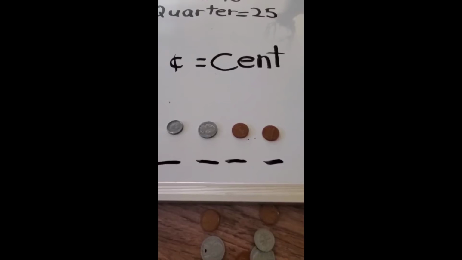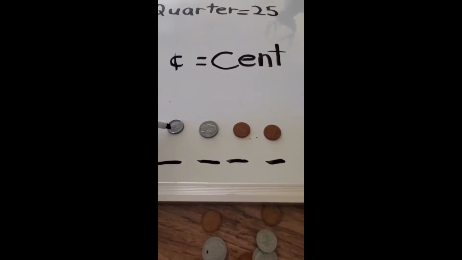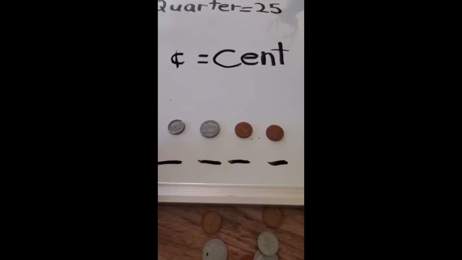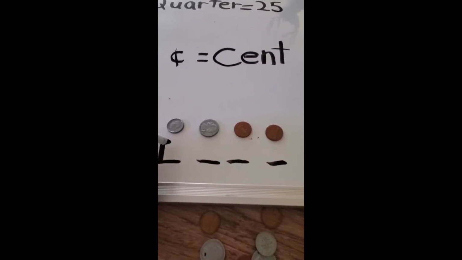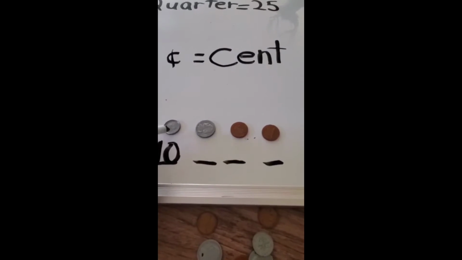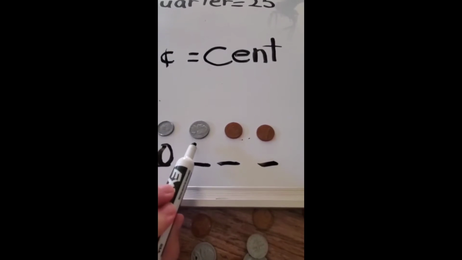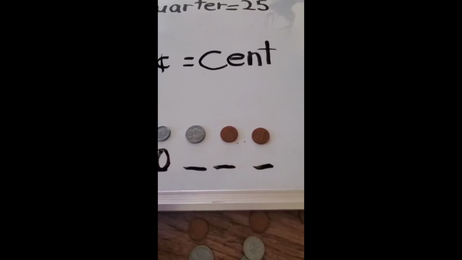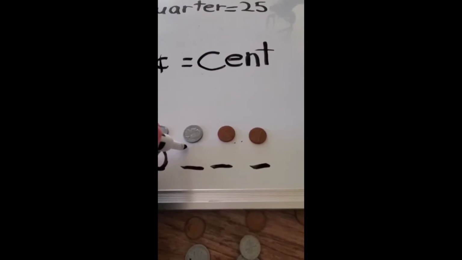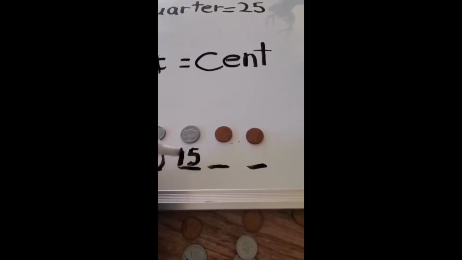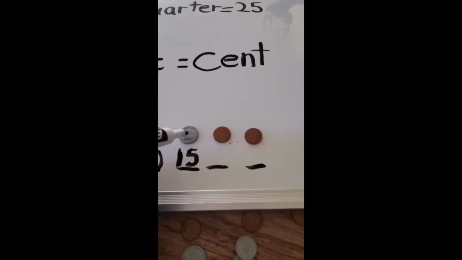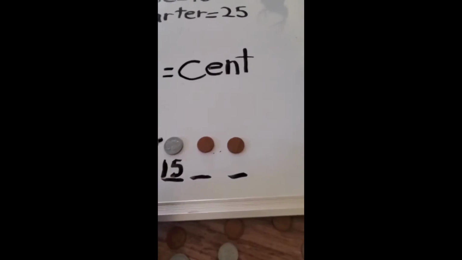Okay, so now that you have your answer, let's count. So we know that this is a dime, guys. A dime is 10 cents. So 10. But look, I don't have another dime. So now I can't count by tens anymore. I have to count by 5. So 10 plus 5 is 15. Or if you want to count by 5s, 5, 10, 15. So that's how you can add that.